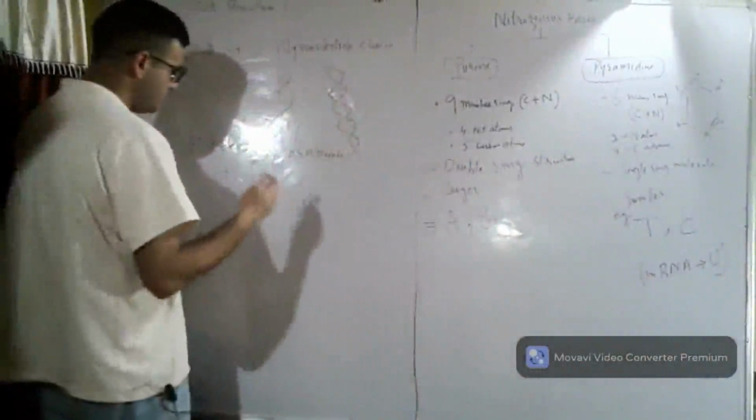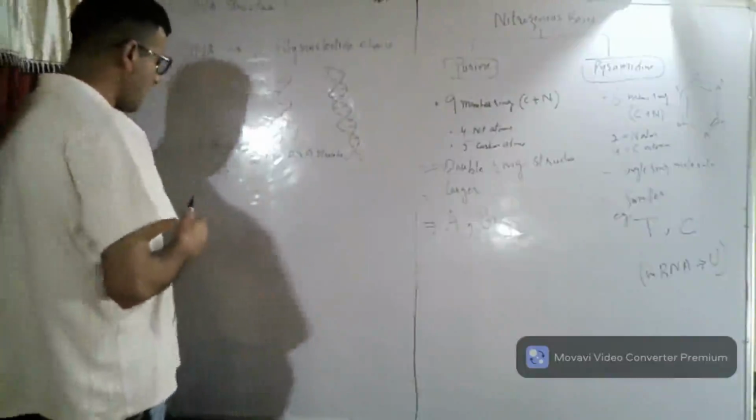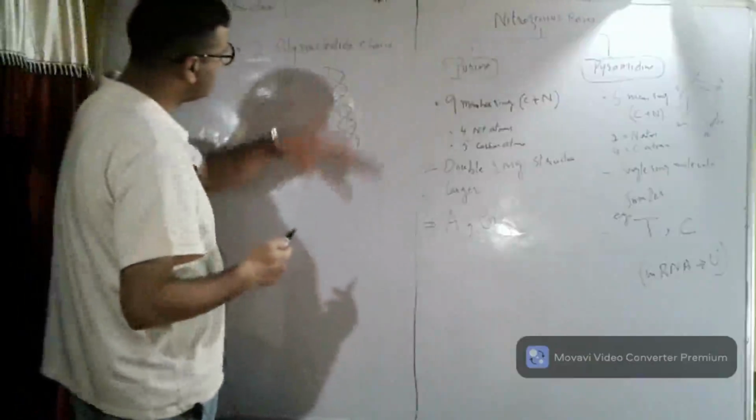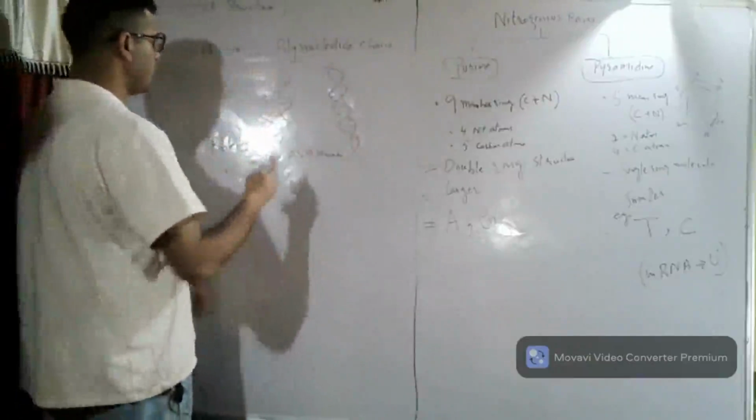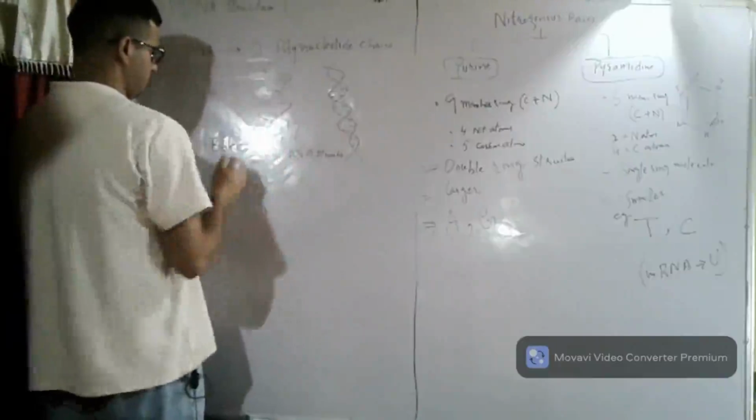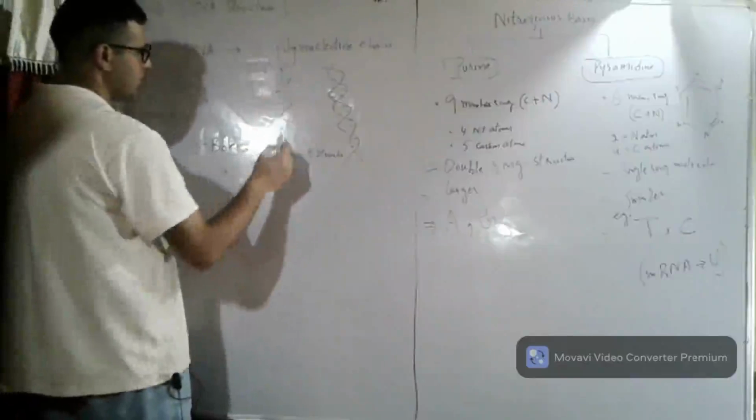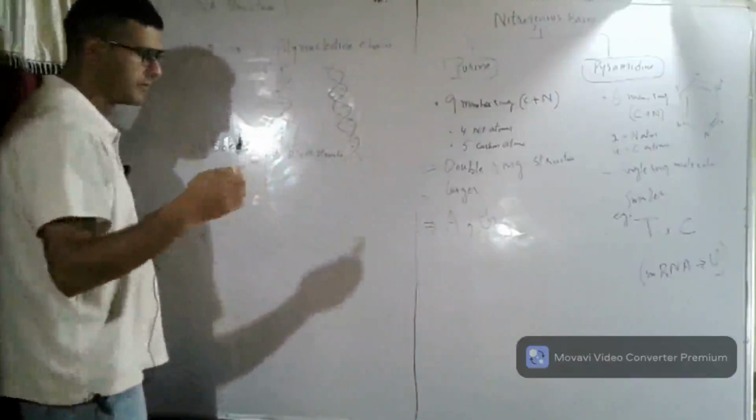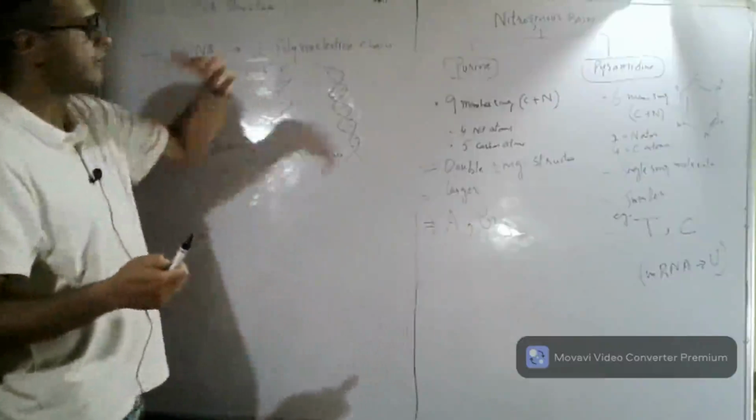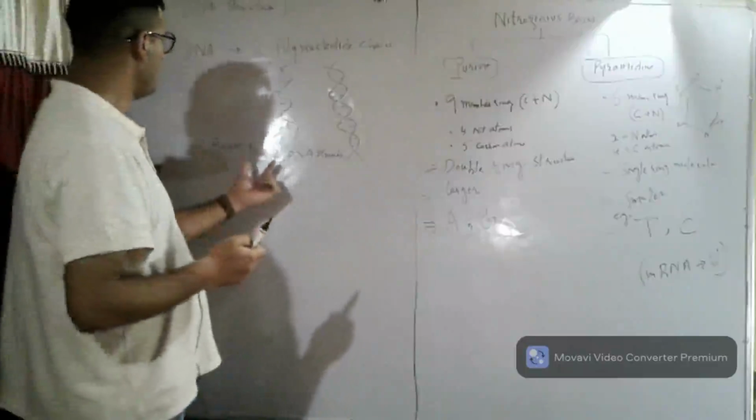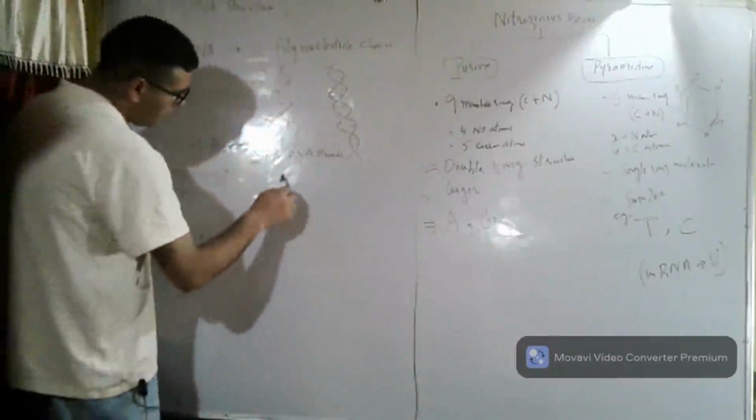I will explain like this: these 2 polynucleotide strands run in opposite directions. For example, we have 5 prime here and 3 prime there, and 3 prime and 5 prime. I will explain a bit later what this 3 prime, 5 prime means. So the hydrogen bond exists between 2 DNA strands. So we have this structure.